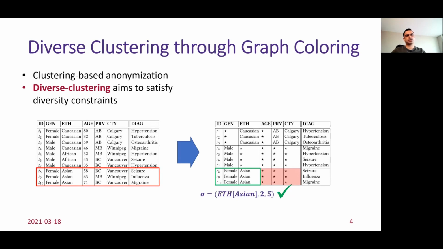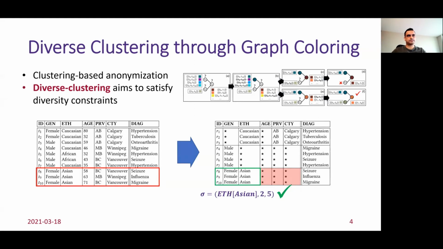So the idea of our solution is to form these clusters in a way that we can preserve these constraints. We call it diverse clustering. And we show that this clustering problem can be reduced to graph coloring, where each constraint is a node and each cluster is a color that we assign to the node to satisfy the constraint. To solve this graph coloring problem, we use a typical coloring algorithm based on backtracking. And we use two optimizations to improve the performance of our algorithm.